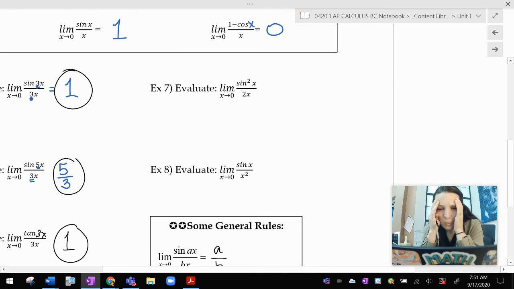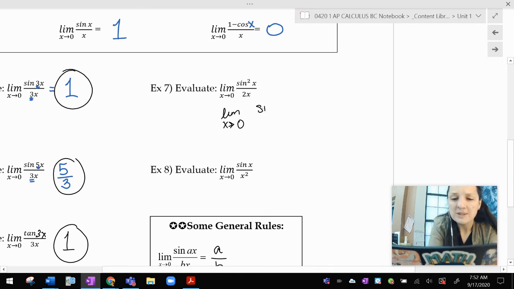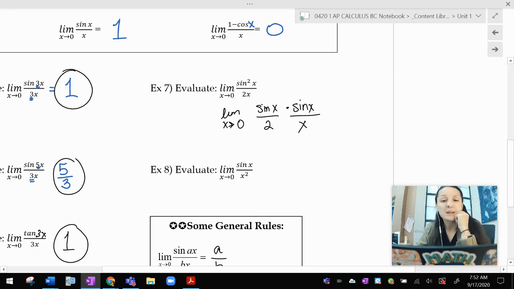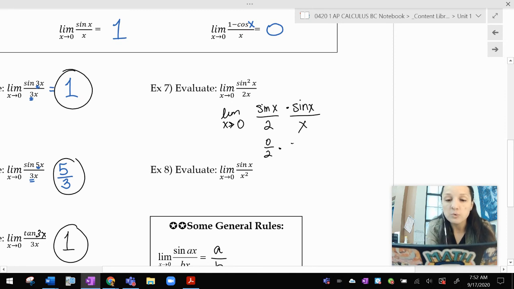What if I have sine squared of x over 2x? Here's where we're going to get a little bit creative. Sine squared x is the same as sine of x times sine of x. And 2x, I can separate into 2 and x. So now what I can do is take the limit as x approaches 0 of sine x over 2 times sine x over x. So as x approaches 0, sine x over 2 goes to 0 over 2. And sine x over x, as x approaches 0, goes to 1. 0 times 1 is 0.